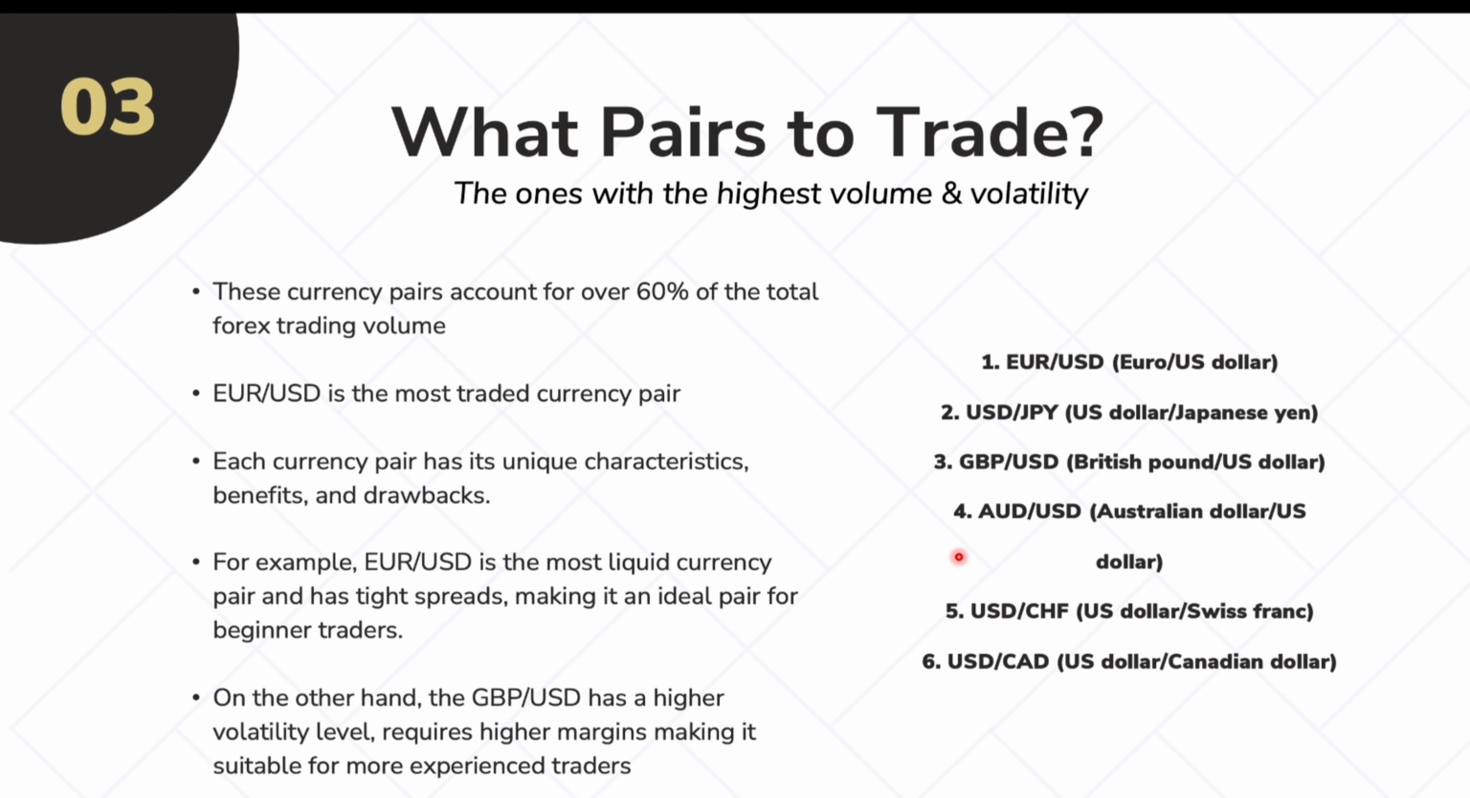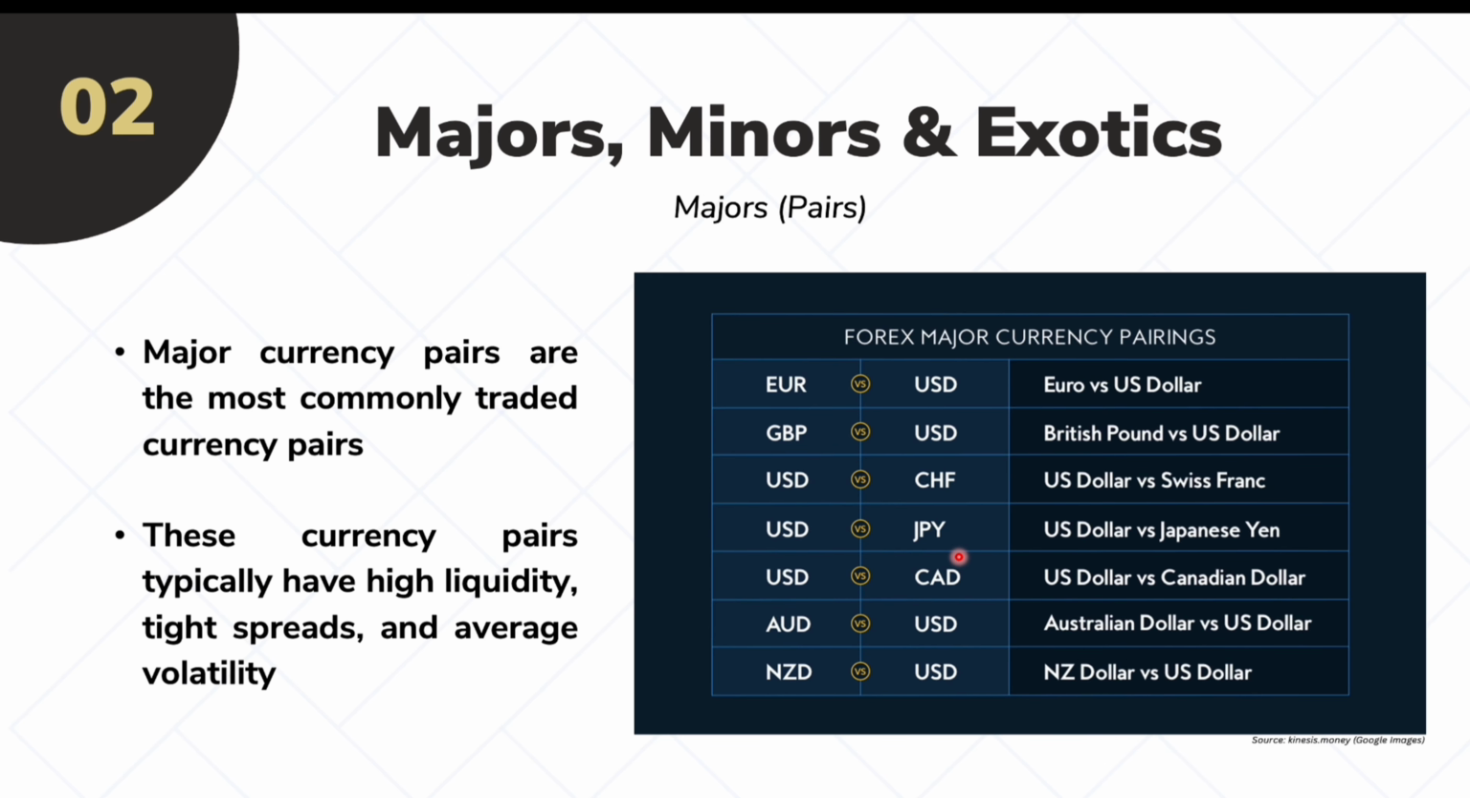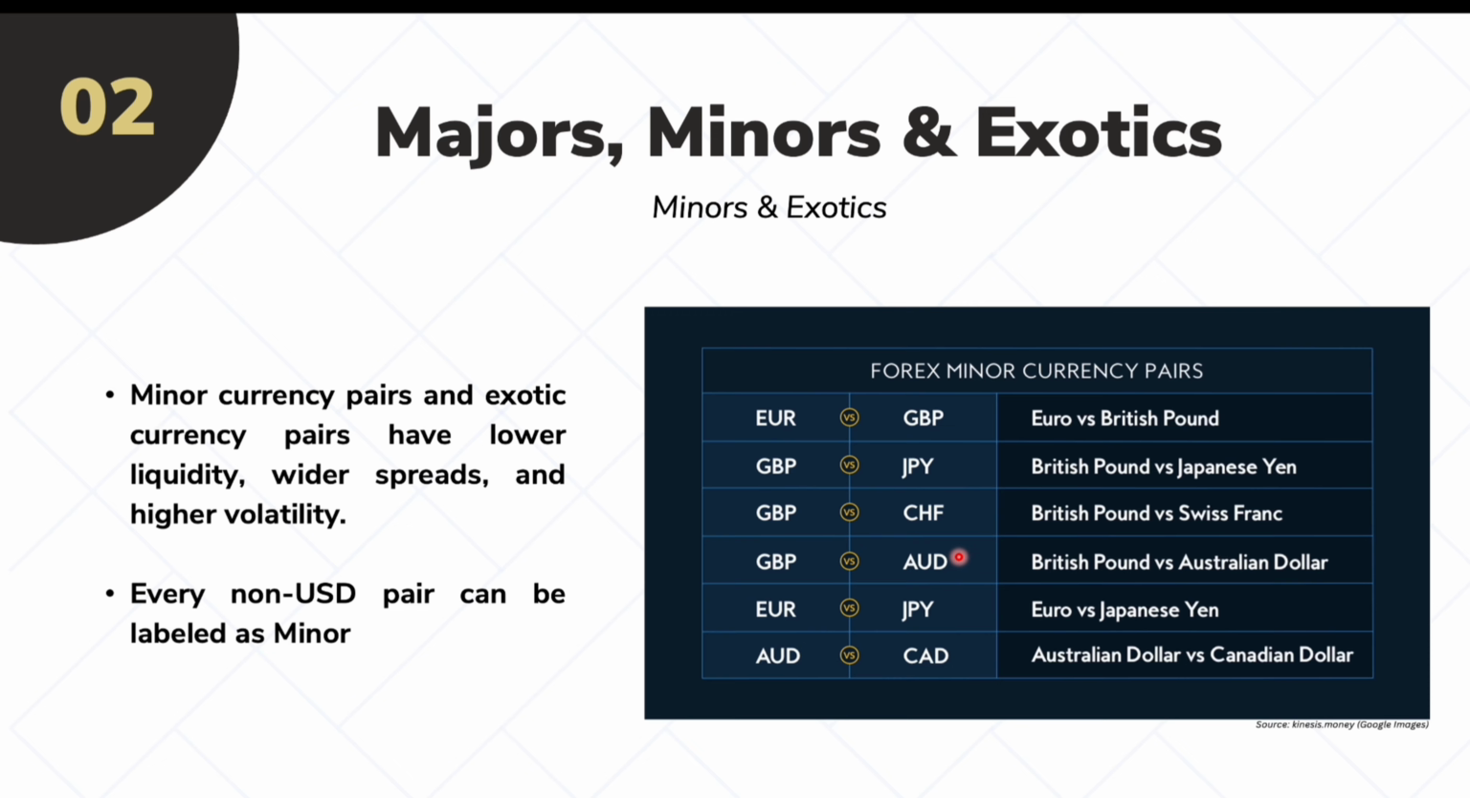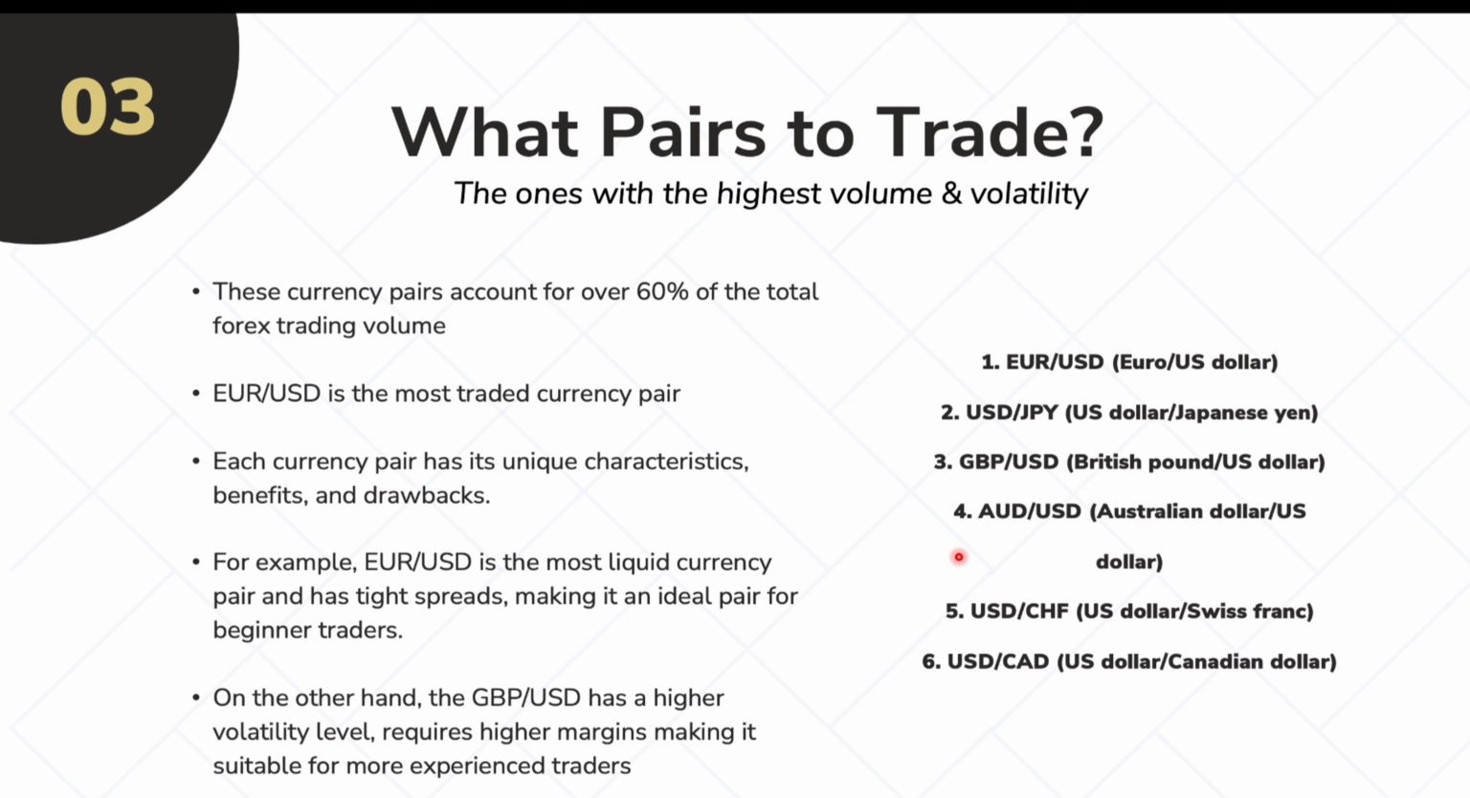Then the question is, okay, from all those pairs you've seen in the last 3 slides, over 20 or 30 pairs, which one of the whole list should you trade? Let's go over some ground rules here. The 6 pairs on the right amount to over 60% of the total Forex trading volume. So these are the most popular. And for newer traders, I would recommend to just stick to these 6.